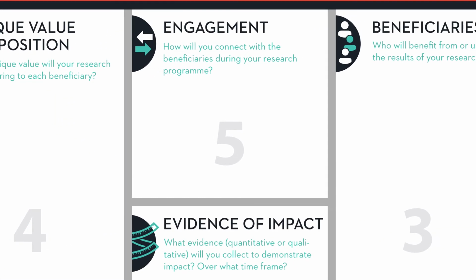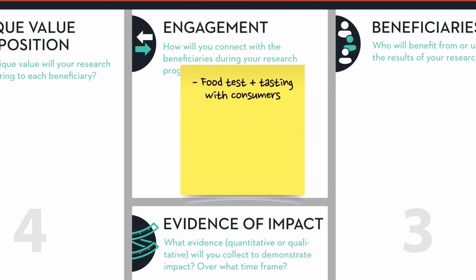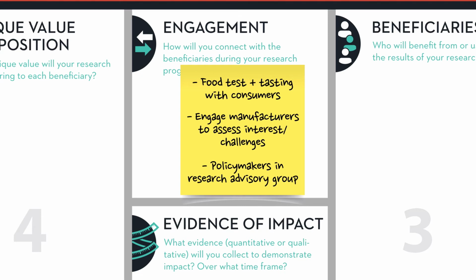Engagement. To increase your chances of creating impact, you need to think about how you will engage with beneficiaries during your research program. For Professor O'Riordan's research, the following methods could be used: conducting food tests and tastings with consumers, engaging with food and snack manufacturers to assess interest and understand manufacturing challenges, and finally, involving policymakers in a research advisory group.